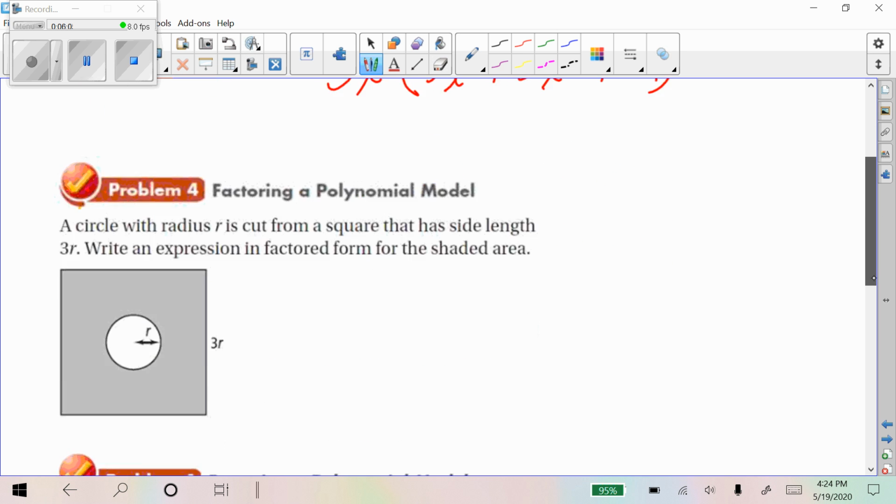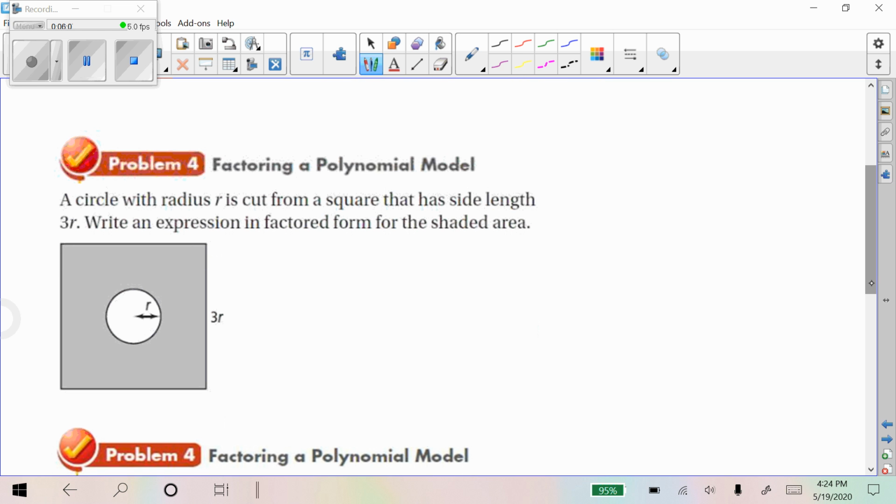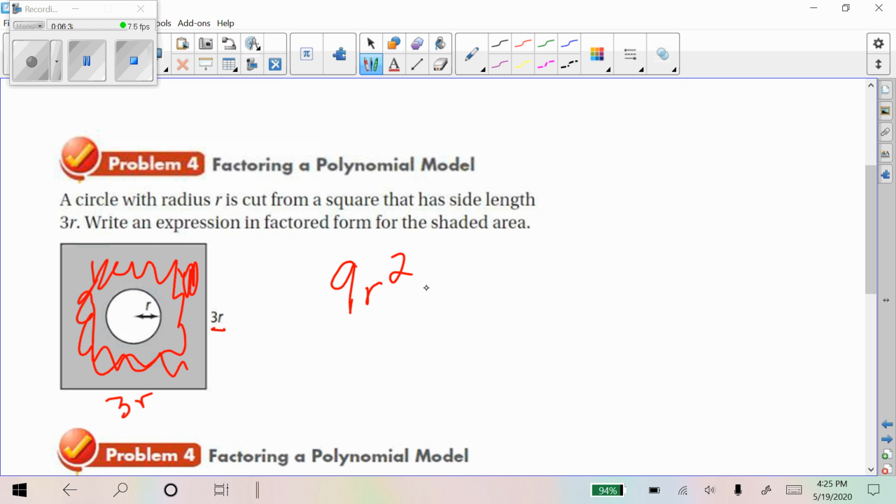All right, so we're going to do a little problem where we're going to write the answer in factored form. So we want to know what is the shaded area. So we're looking for this stuff right here. And it's a square. So to find the area of the square, just multiply the length times the width, which is 3r times 3r, which is 9r squared. Then we're going to subtract the area of the circle, which, if you remember, the formula for a circle is just pi r squared.